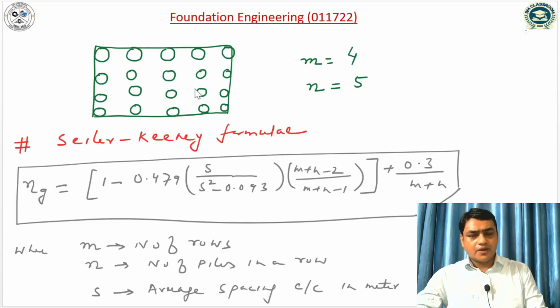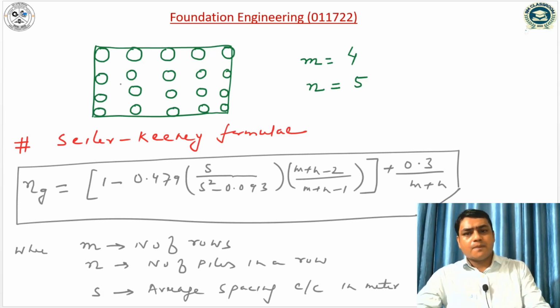So I have taken one example. Let us assume these piles. This is the arrangement of the piles. So we can see that m is the number of rows, so it will be 4, and the number of piles in a row is 1, 2, 3, 4, 5. So the value of n is 5.